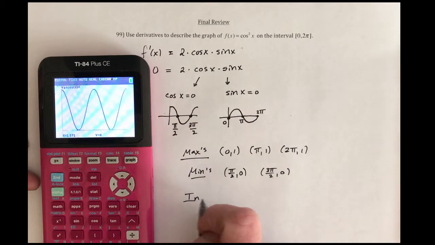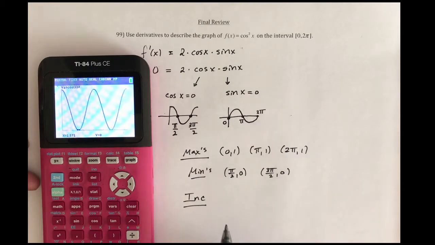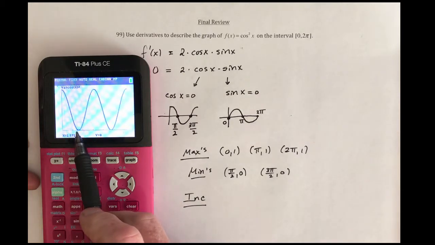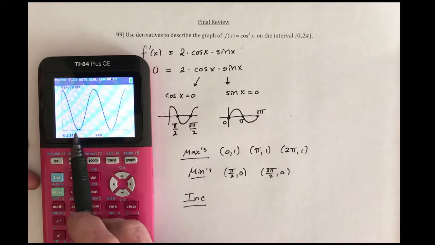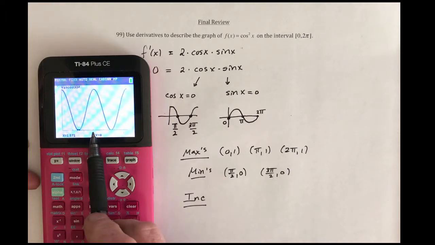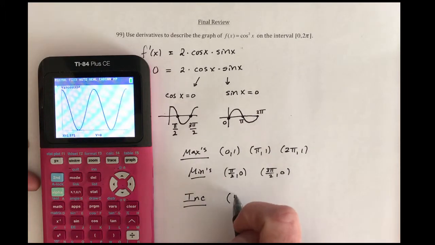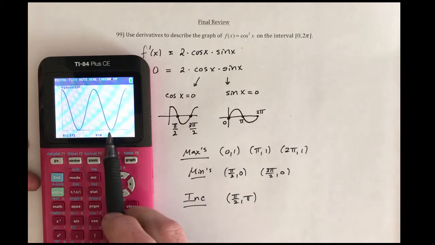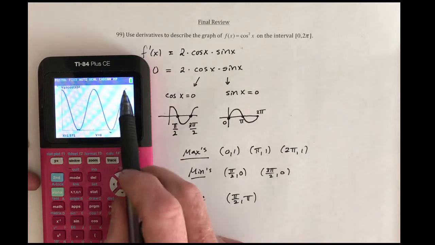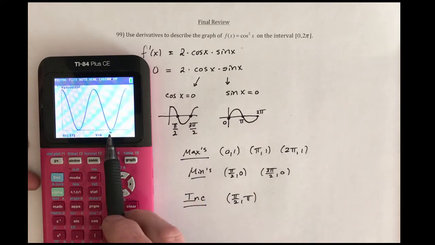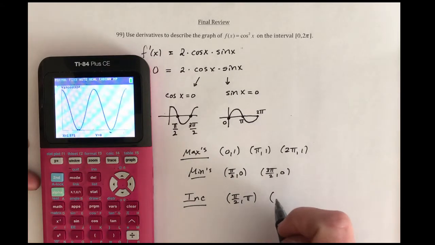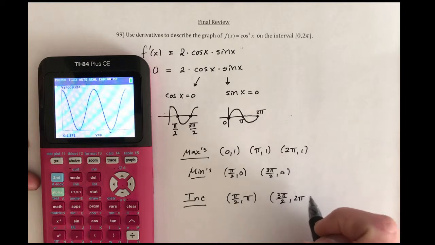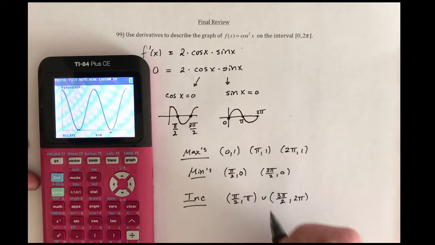And then where is it increasing? So that would be from this point until that point. So this is when x is pi over 2, and this is when x is pi. So it would be from pi over 2 to pi. And then it would also be increasing from here to here. So this would be 3 pi over 2 until 2 pi. And then just put a little union, and that's the increasing part.